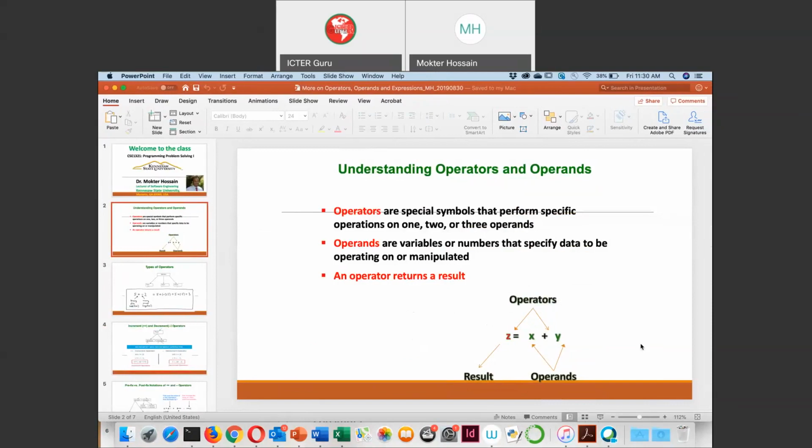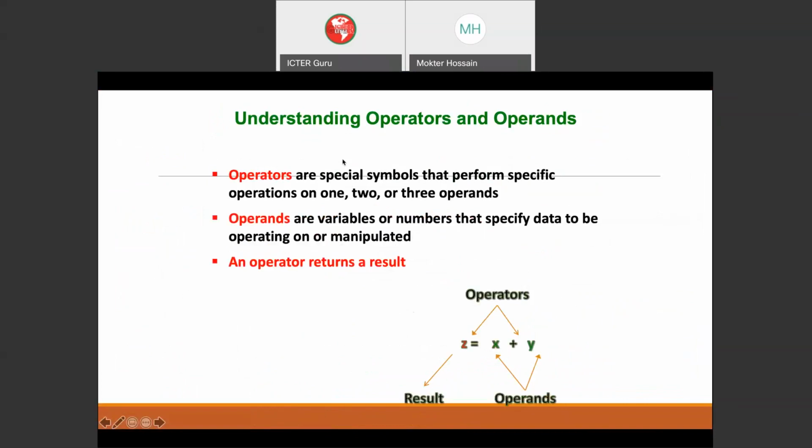Okay, so if I say z equal to x plus y, here x and y we can say are operands, and z is the result. Okay, x, y, and z are variables, and here the plus sign and equal sign are called operators. And operators do some operation on some data.